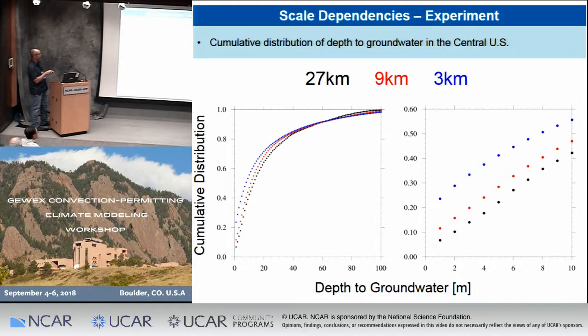What you see here is that if you look at, again, 5 meters down, where the water table is 5 meters down or less, there's about 40% of the pixels in the 3 kilometer run, but only probably 25% or so in the 27 kilometer run. So there's a significant scale dependency in how many pixels have groundwater close to the surface. This is the 27, this is the 9, and this is the 3. We're going to reach a limit at some point, but it's not really a linear effect for how many pixels you have close to the surface.